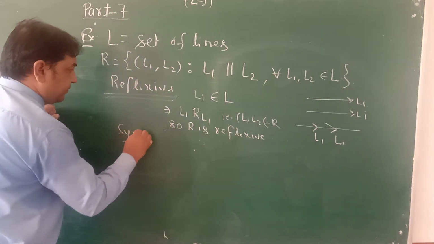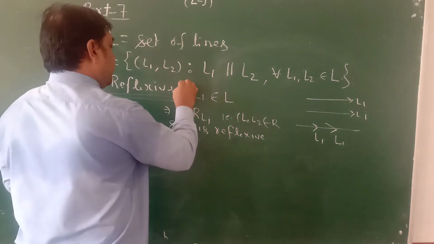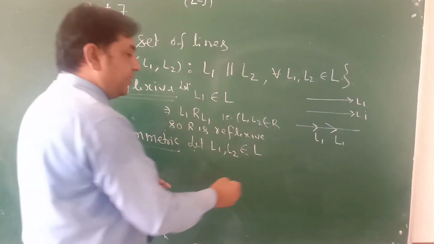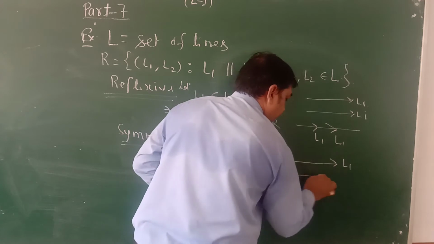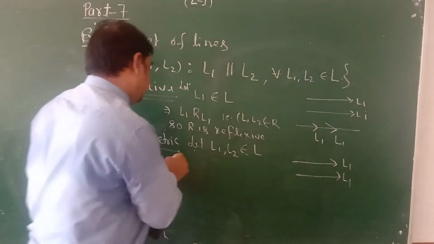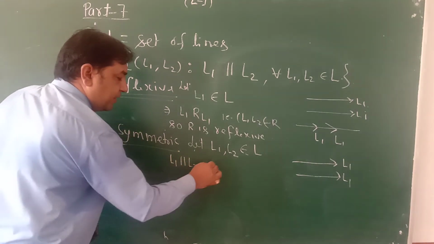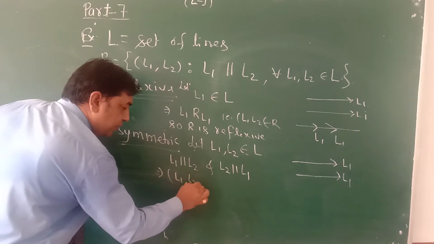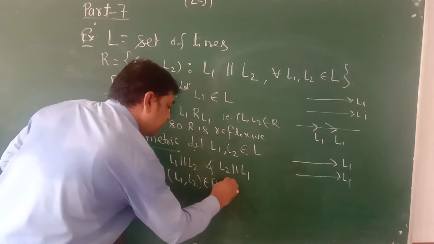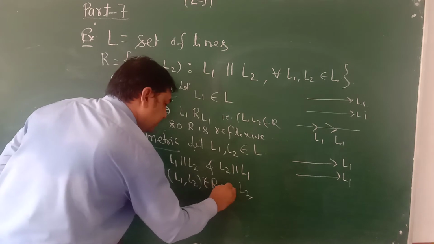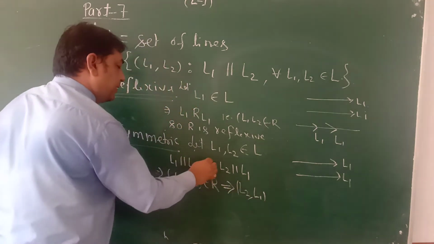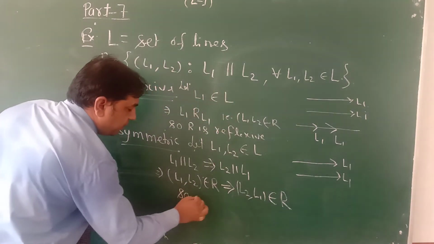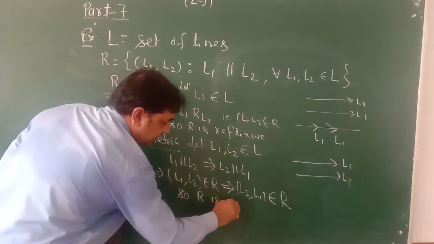For symmetric, let two lines L1 and L2 belong to the set of lines L. See over here, these are the two lines L1 and L2. L1 is parallel to L2 and L2 is also parallel to L1, that is (L1, L2) belongs to R and (L2, L1) also belongs to R. So R is symmetric.